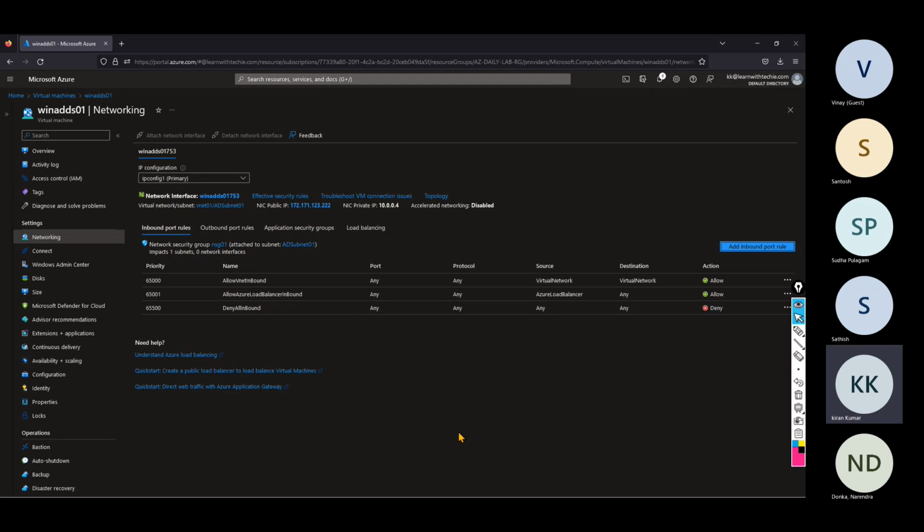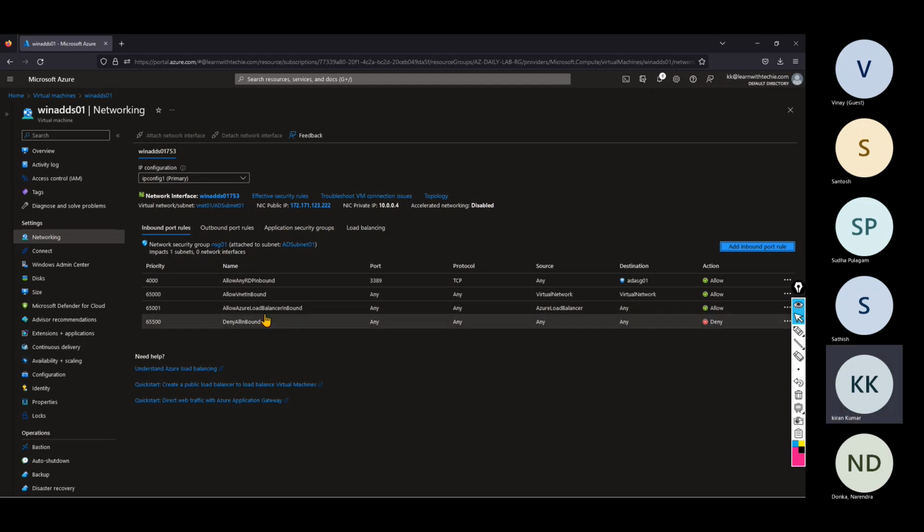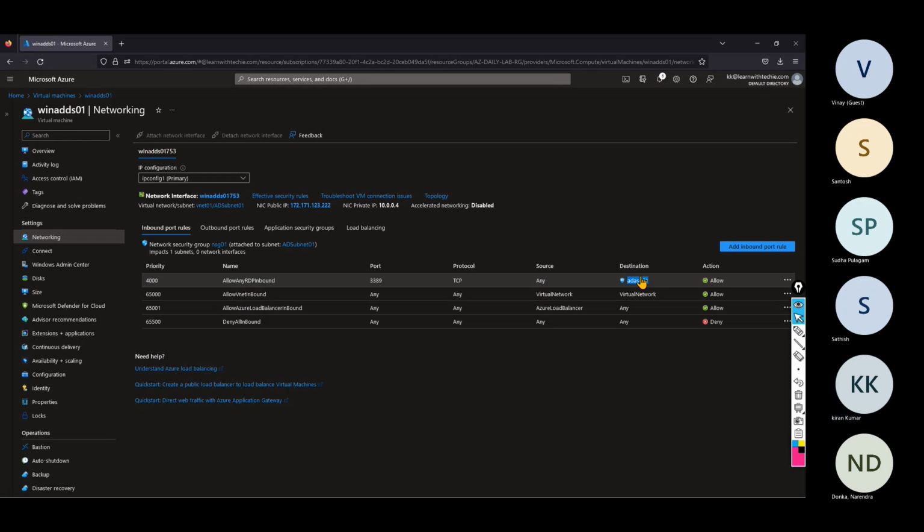Got it? Any questions? You can see now the rule is created, allow RDP inbound, 3389, TCP protocol and any source, but the destination is wherever AD ASG is available, please allow it. Otherwise, if this tag is not available, that means that application security group is not available, don't allow it. That is the way it's created. Any questions? Any doubts on this?